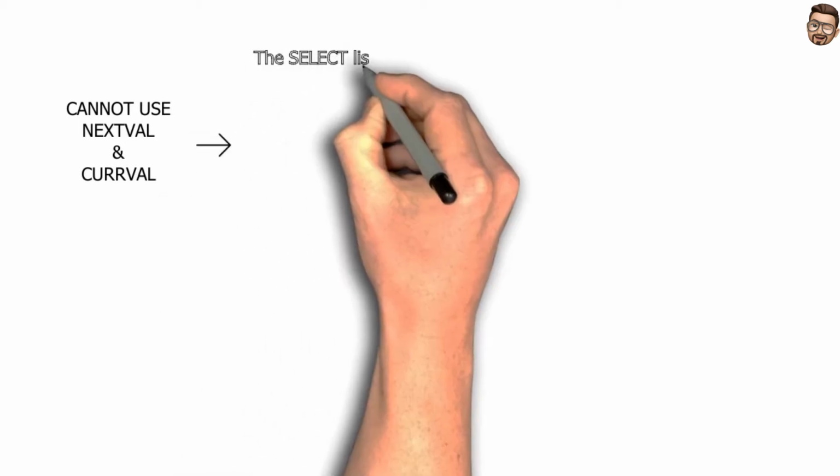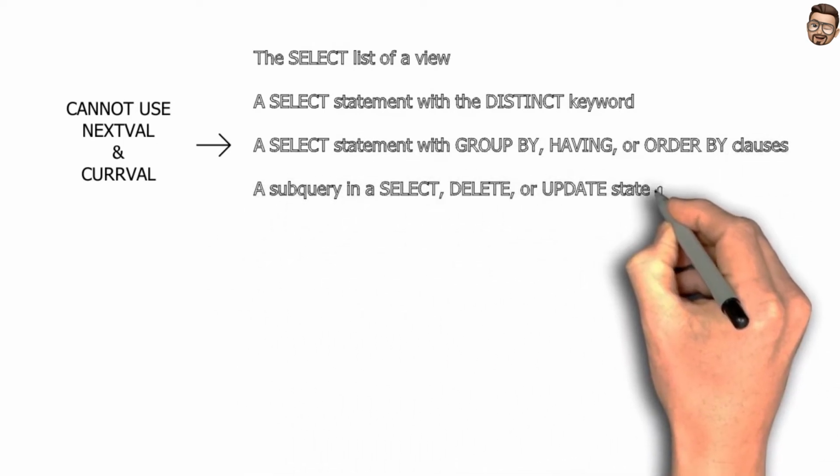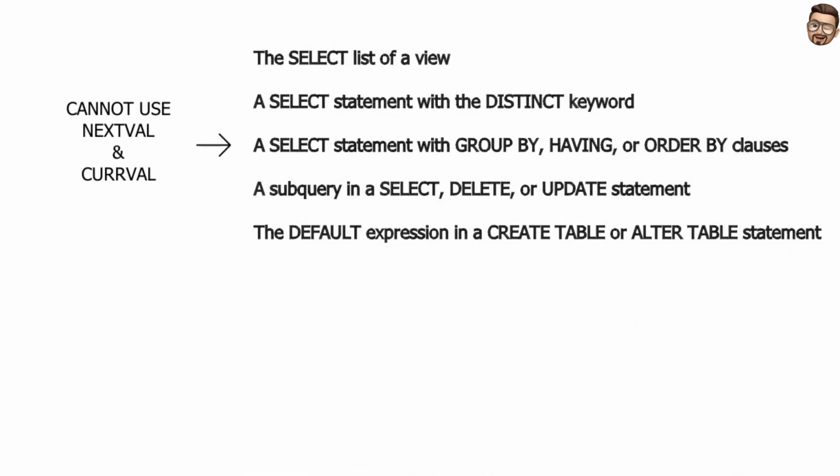You cannot use NEXTVAL and CURRVAL in the following contexts: the select list of a view, a select statement with the distinct keyword, a select statement with group by, having, or order by clauses, a subquery in a select, delete, or update statement, and the default expression in a create table or alter table statement.